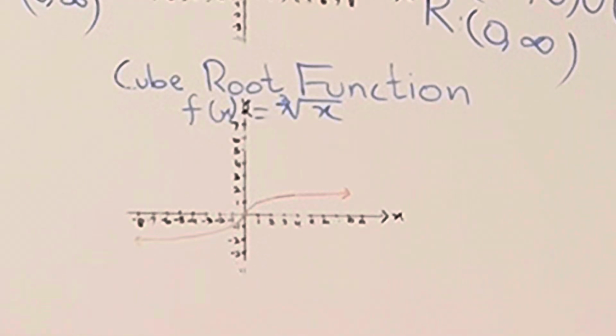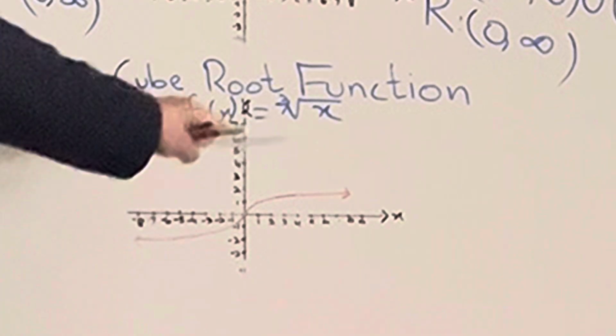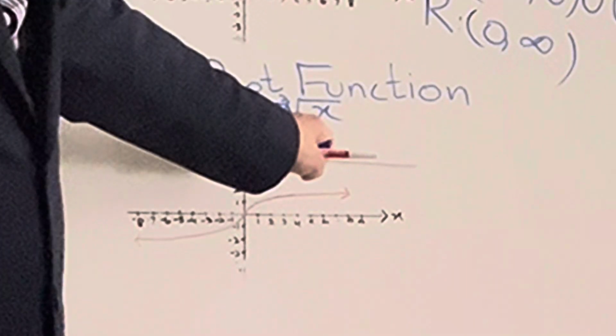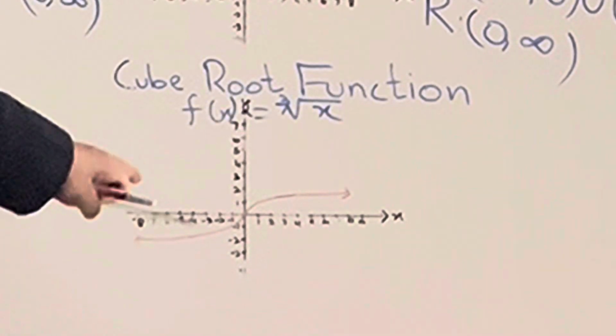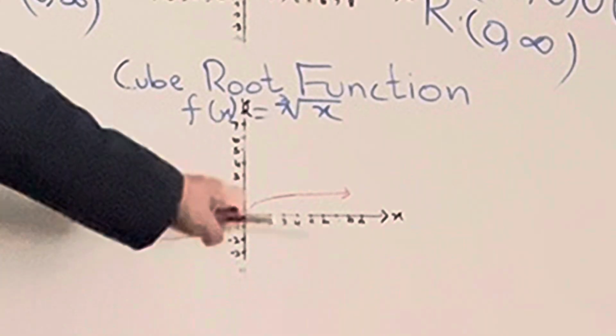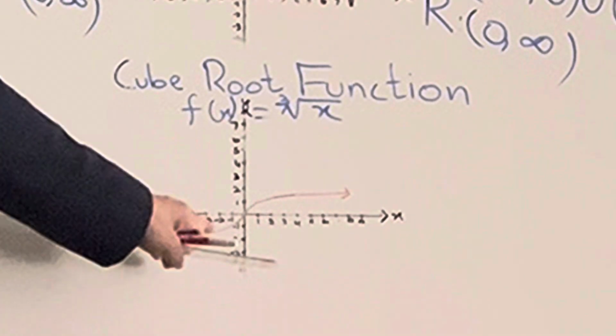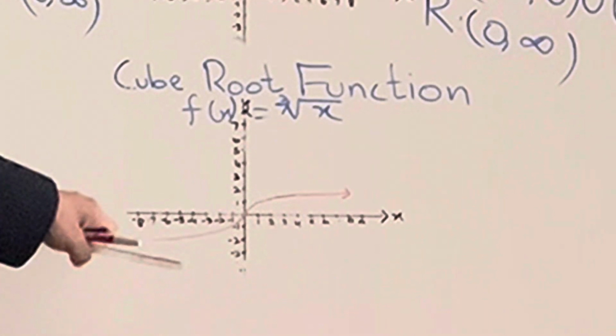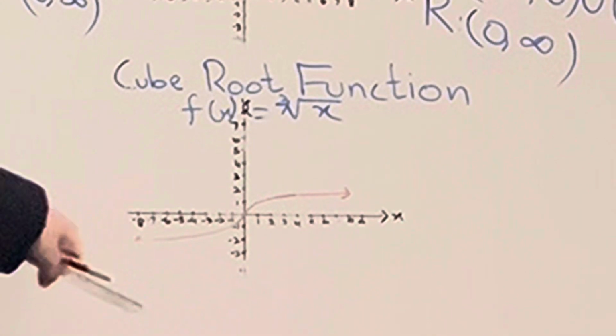Cube root function. Now if you look at the cube root function, the x value can be negative as well. Hence, you see that there are outputs on the left side of the y-axis as well. So x can be negative, and I see no interruption. Hence, the domain can start from negative infinity all the way to positive infinity.